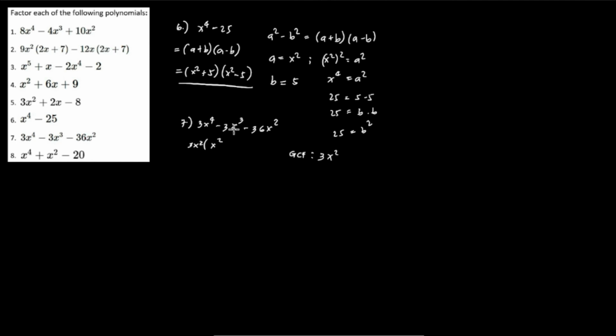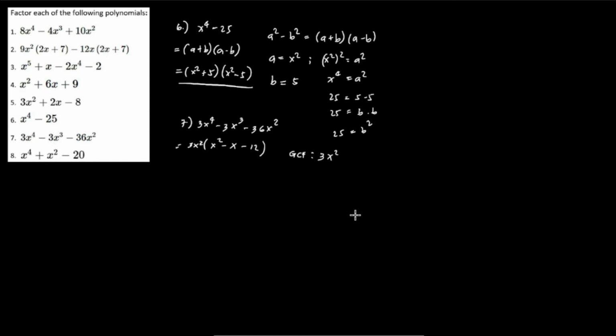Next, negative 3x cubed divided by 3x squared: copy the sign, negative, 3 over 3 is 1, x cubed divided by x squared, 3 minus 2 is 1, so this will be x. And copy the sign, negative, 36 over 3 is 12, since 12 times 3 is 36, so copy 12. x squared over x squared is 2 minus 2, or 0. x exponent 0 is 1. And close parenthesis.